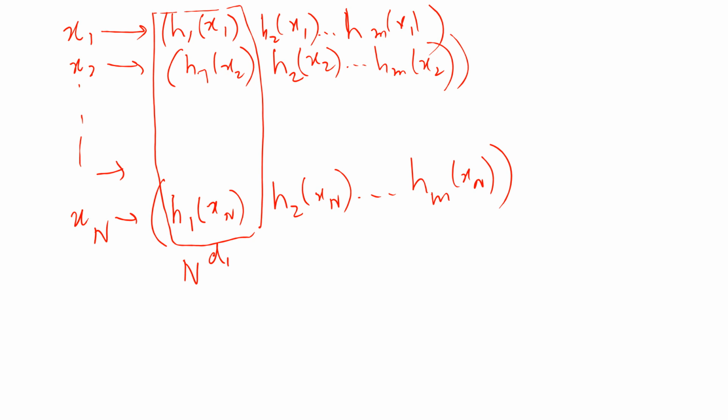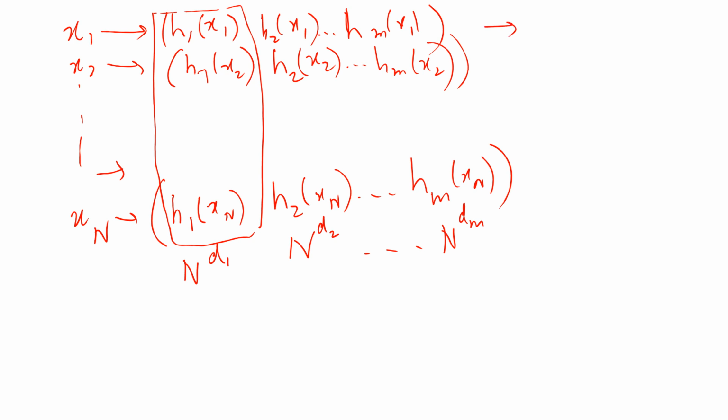Similarly, we'll have the same number for the second column, right? And so on. So we'll have something like n d m, right? And if we change the columns, we get a different configuration of these n transformed points. So then how many possible configurations are there for these n points?